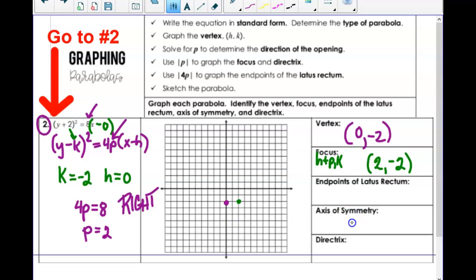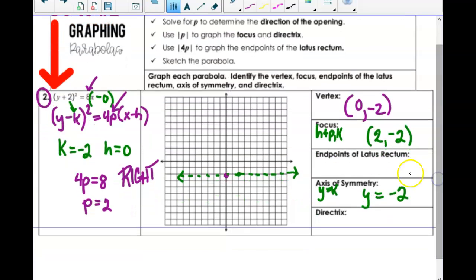Let's do the axis of symmetry next. The axis of symmetry goes right through both of those points. Can anybody tell me the equation of that? What does it say on your sheet? Axis of symmetry. Y equals k. So it would be y equals -2, a horizontal line where all the y values are -2.